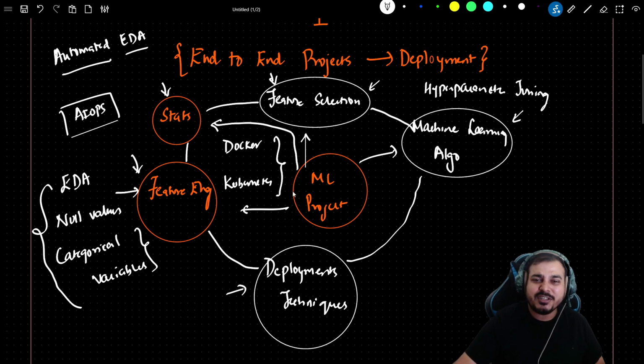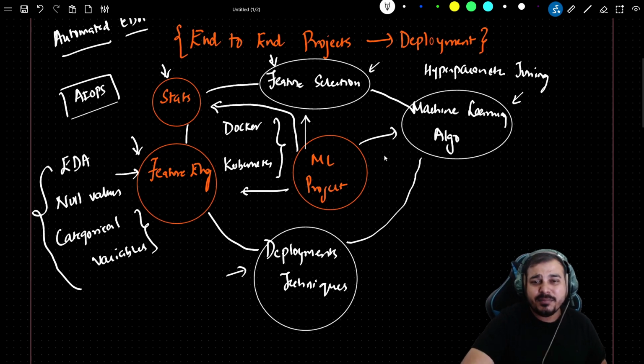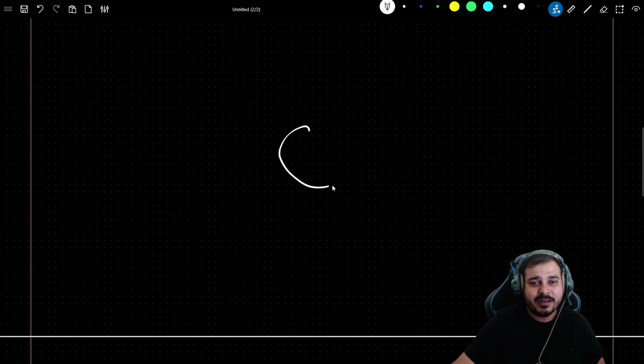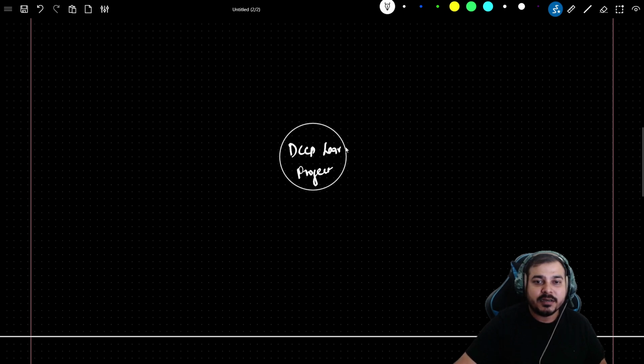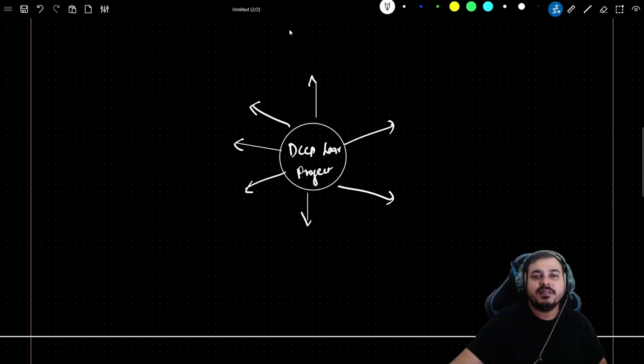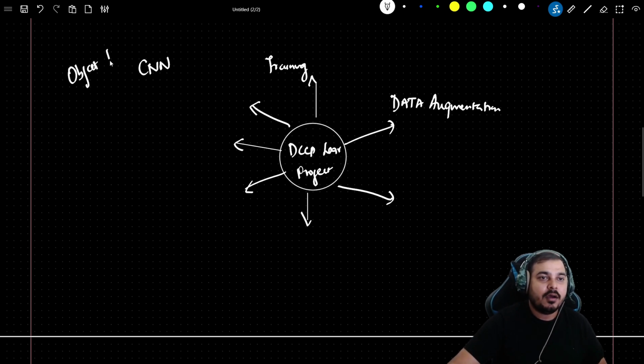Now with respect to a deep learning project, only the central part will change. Suppose this is my deep learning project. What all things are involved in deep learning? You just have to think about it. What all things did you do? Obviously, training your model was there, and data augmentation was there. Suppose I take a problem statement related to CNN, like object detection. In object detection, you do data augmentation and data annotation for the data gathering.